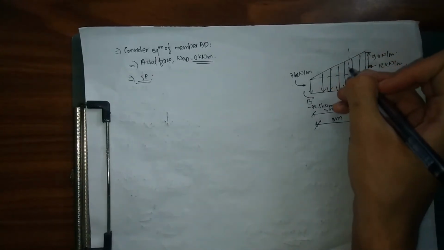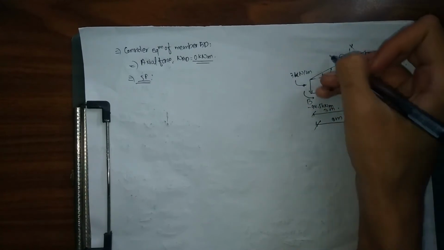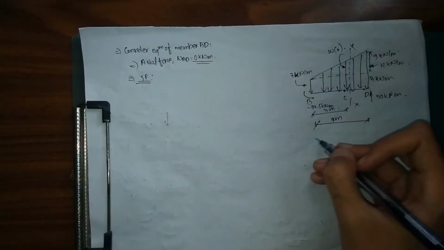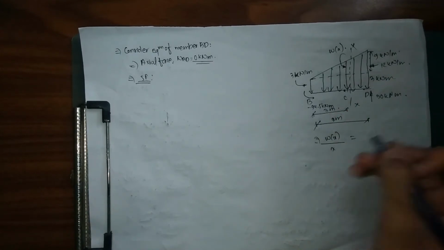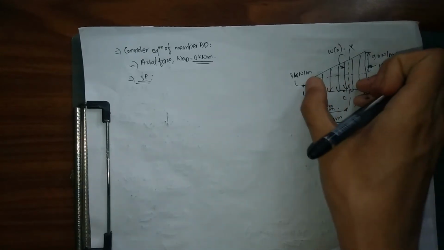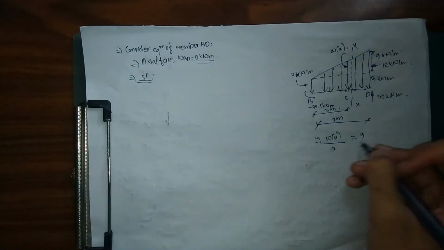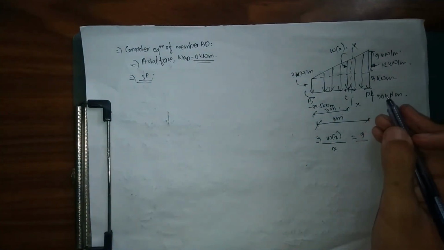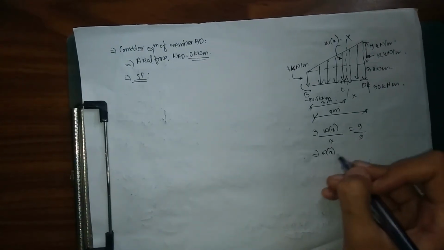So what we are going to do now is take a certain section XX in this way, and we're going to assume the value of the UVL over here as Wx, and as before we're going to simply use a similar triangle concept. Wx divided by x equals, we're going to take this upper UVL only. Our UVL is 9 divided by the total distance of 9. So again Wx is simply going to be equal to x.